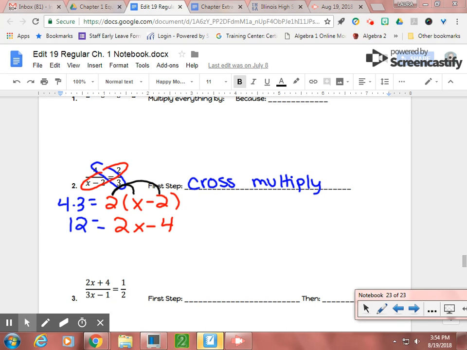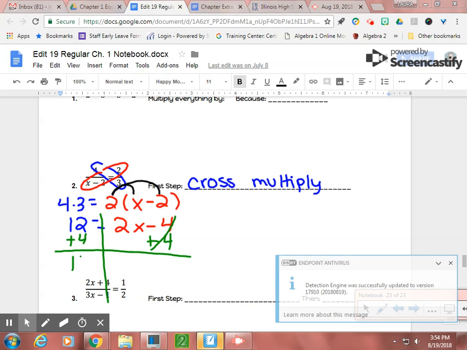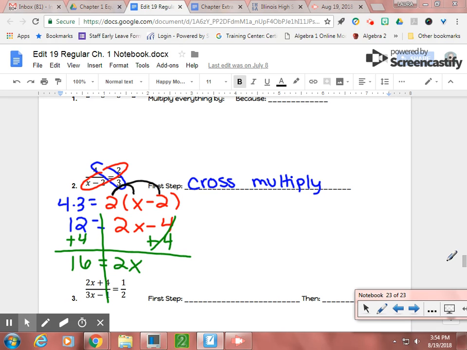Move all of our variables to one side, our numbers to the other. I'm going to go ahead and move my number. To move this 4, I'm going to add it. So now I get 16 equals 2x. And I need to get the x by itself. So I do that by dividing by 2. And that gives us a nice answer of 8.